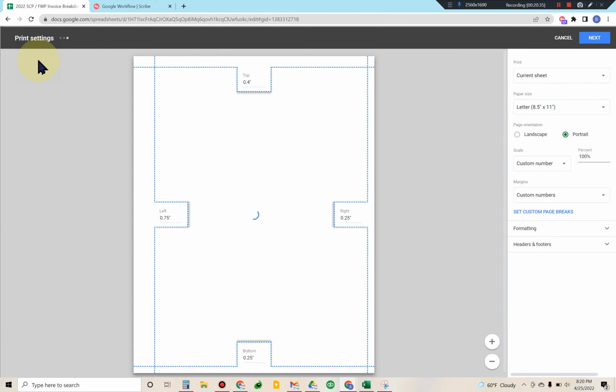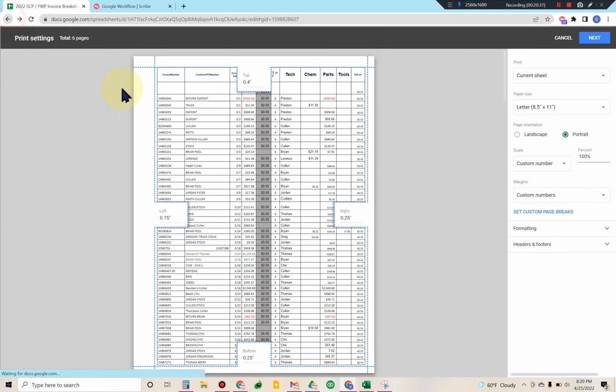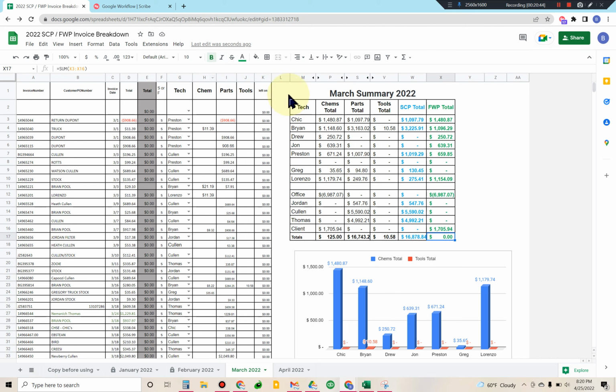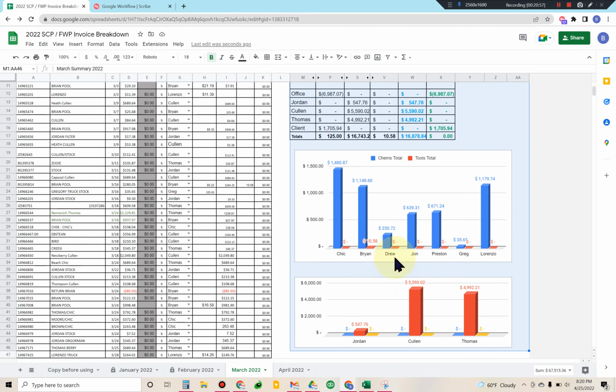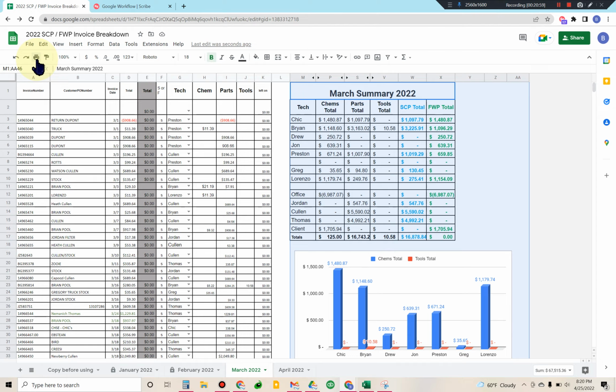When you print, you're going to choose specific things, because we want it to print on a page where it matters. So first off, I'm going to cancel this. We want to make sure it says the correct month up here, because sometimes we use these over and over and the month doesn't get changed. I want to see this summary and my 2 graphs. That's the first page that I want printed.